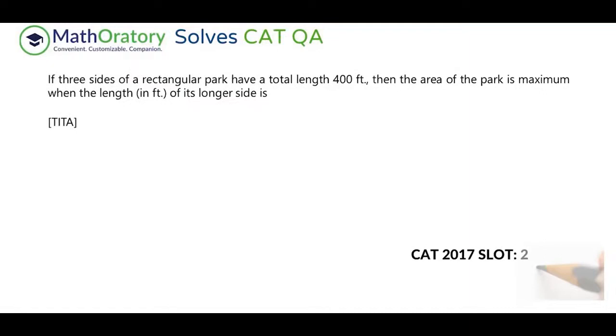Okay, so we have a rectangular park where the three sides have a total length of 400. So we consider the sides as A and B. I don't want to consider length and breadth at all, so I'll just consider A and B. So we'd have the length of three sides. That is why I don't take length and breadth in these kinds of examples. I'll simply consider A and B as the two sides.